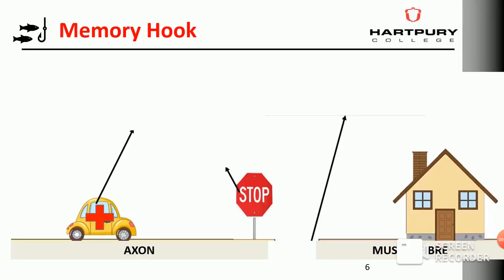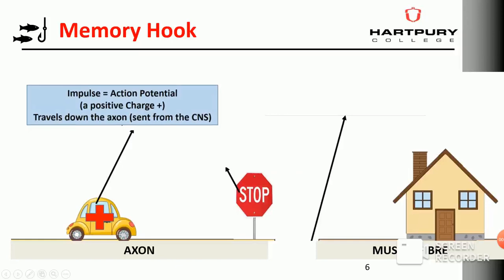So we're looking at the process of neuromuscular contraction here. If our car represents a positively charged impulse or signal that is sent from the CNS, this is travelling down our road known as the axon. We have to stop at the neuromuscular junction. This means the signal has stopped.